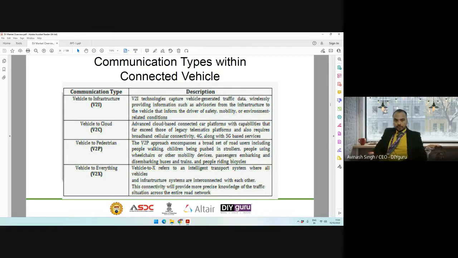Second is called vehicle to cloud, under which advanced cloud-based connected car platform with capabilities that far exceeds those of legacy telematic platforms, and also required broadband cellular connectivity 4G along with 5G based services. So this is about how your vehicle is communicating with the cloud, so that all the information which is being received from the environment can be shared with a central server. अगर वो पूरा का पूरा जो information ये absorb कर रहा है उसको वो सेंट्रल सर्वर तक नहीं भेजेगा, तो वहां पे वो डेटा accumulate नहीं होगा.